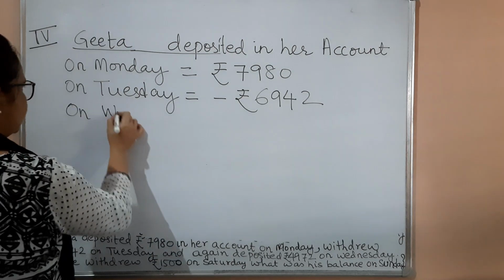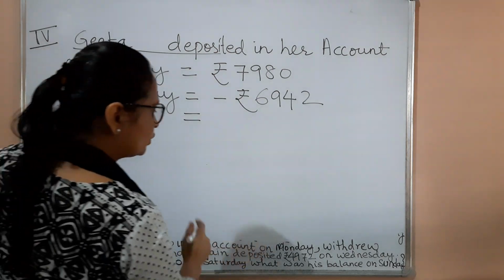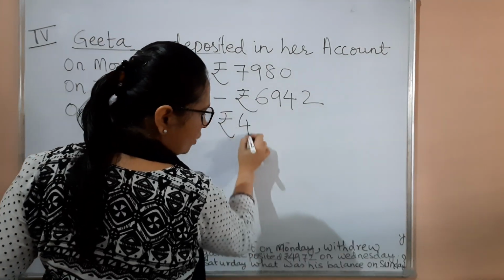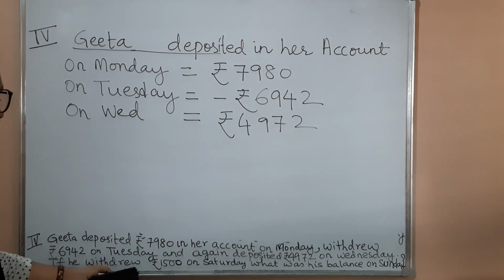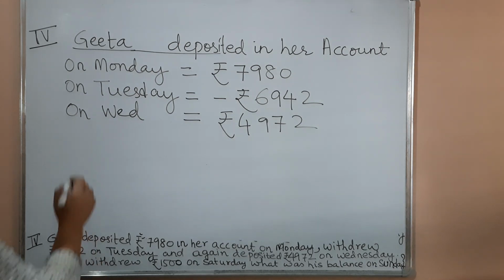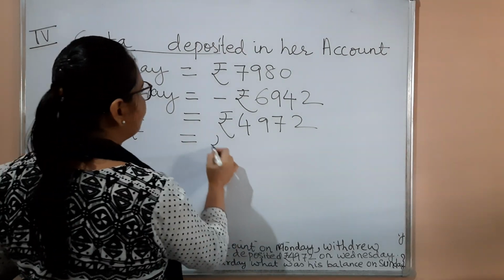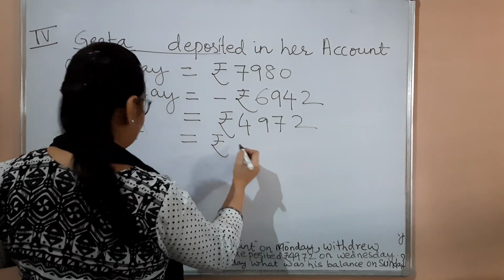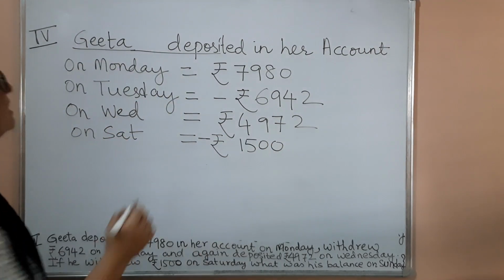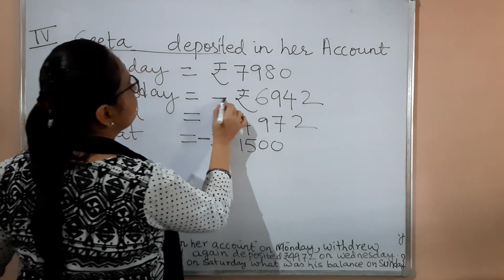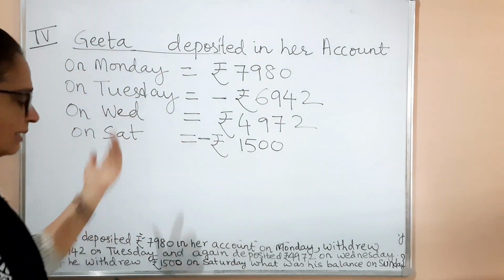So on Wednesday, how much amount has she deposited? She has deposited rupees 4972 on Wednesday. If she withdrew rupees 1500 on Saturday, so on Saturday how much is her deposit? Her deposit is minus 1500. It means this is a withdrawal. When the deposit comes negative, it means withdrawal.